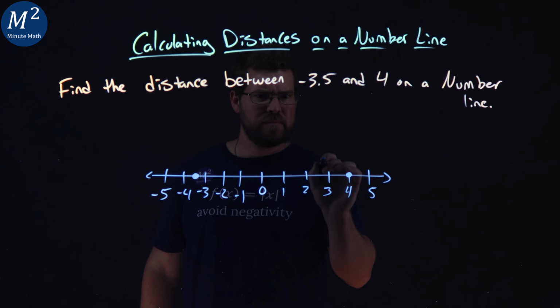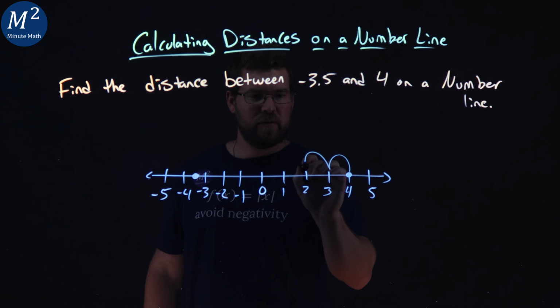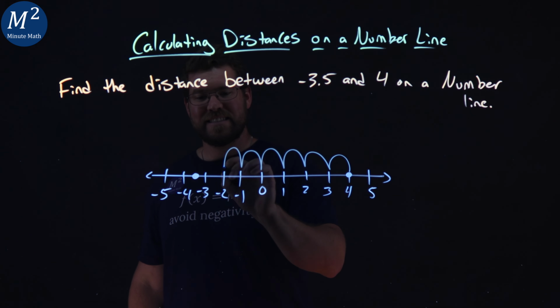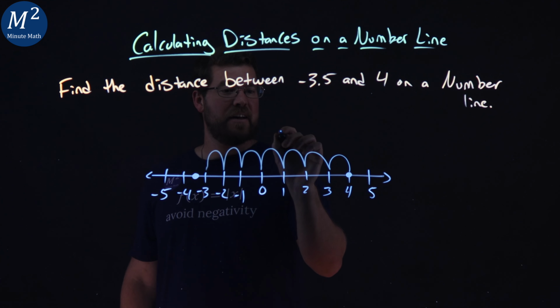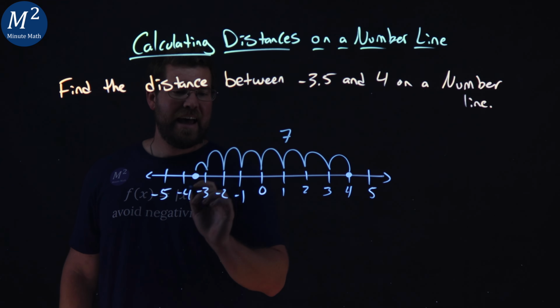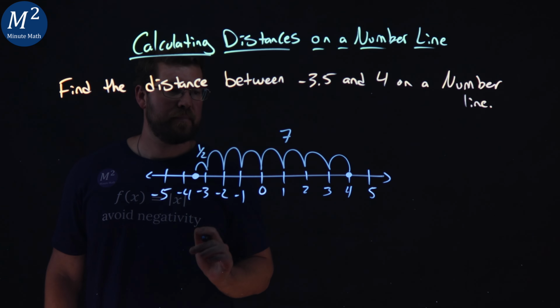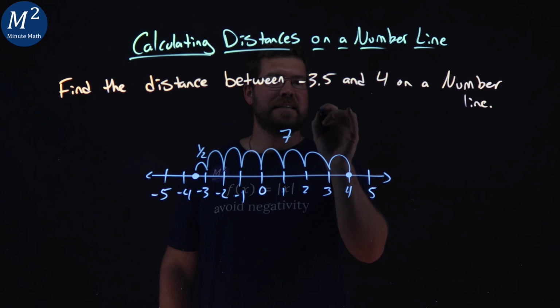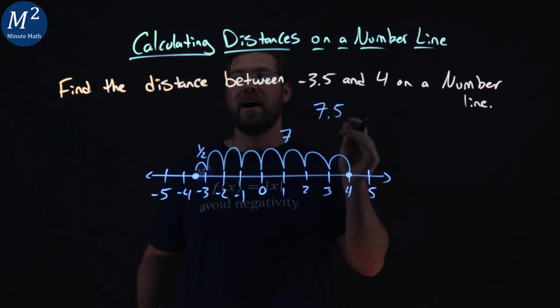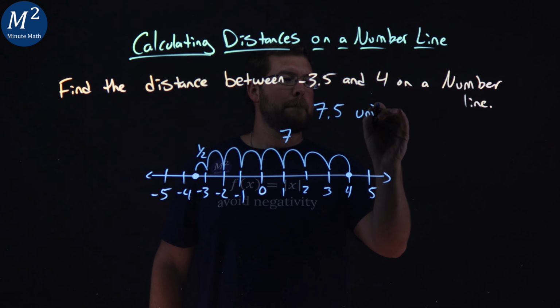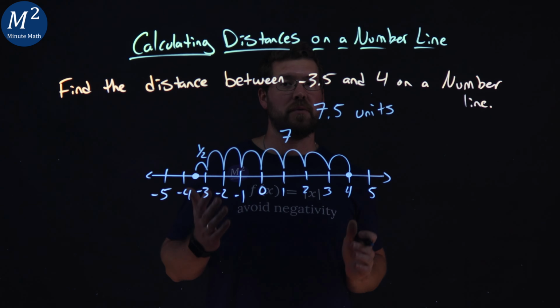Well, let's count each unit over. We have 1, 2, 3, 4, 5, 6, 7. That's 7 total. And then we have a little half unit right here. And so the distance here is 7.5 units. That's our distance between our two numbers.